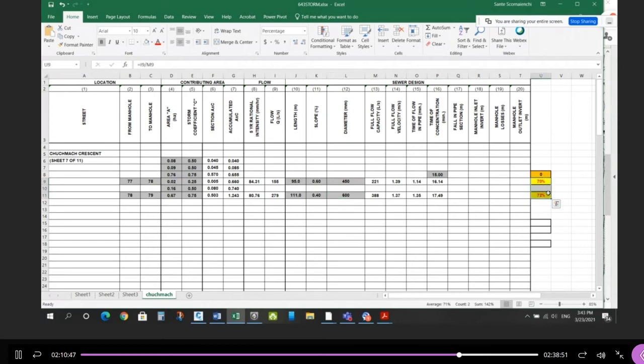Now, we don't want these numbers to get higher than 85%. Typically, we don't want the pipes full. We always want a little bit of flexibility. But certainly, these pipe sizes, a 525 and a 675, which was proposed, designed, approved, and built, are way bigger than they need to be.